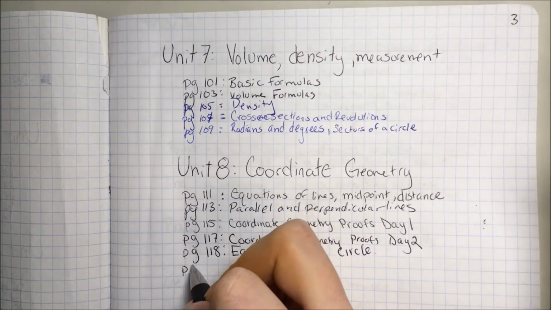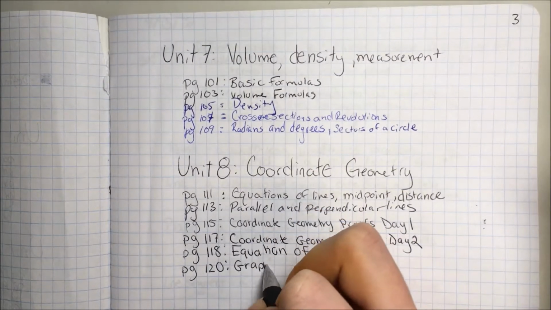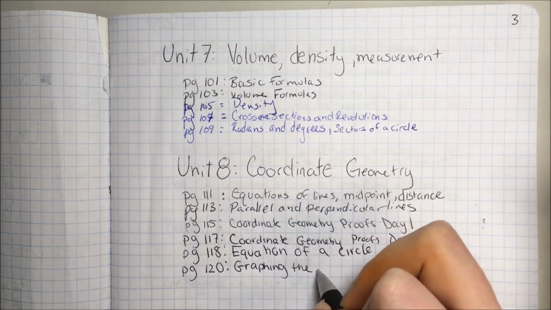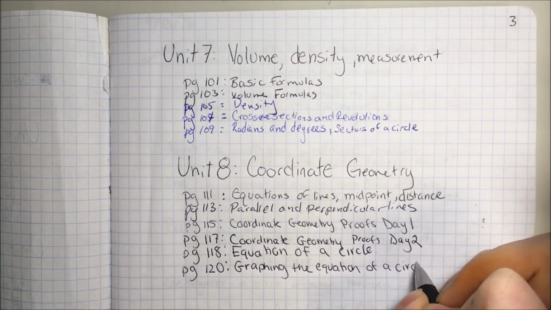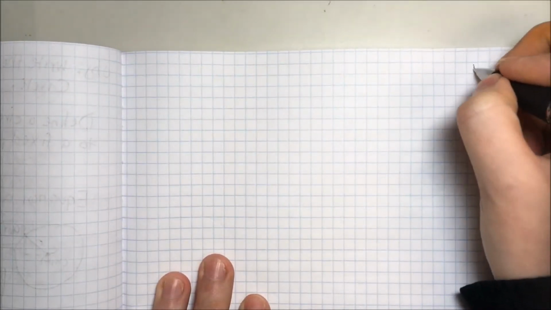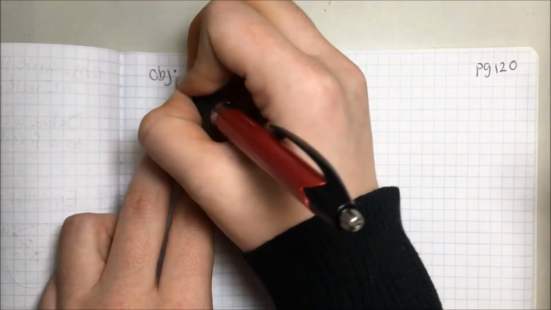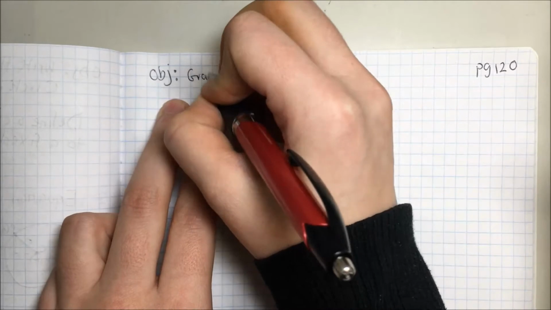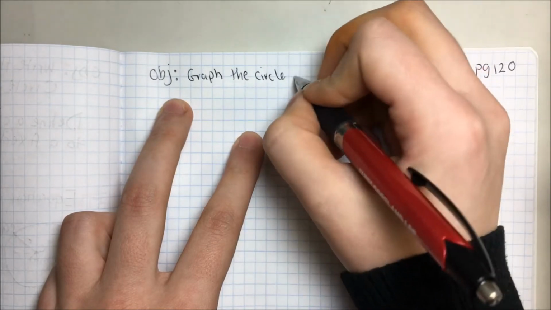So today we're going to be on page 120. It's going to be graphing the equation of a circle. Page 120. So the objective for today is to graph the circle given the equation.